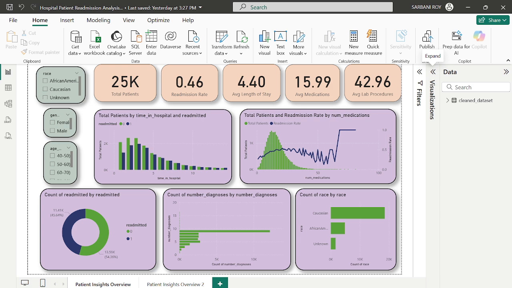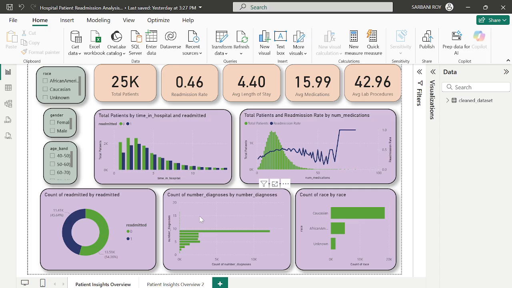Before we dive into the visuals, let me explain the layout. On the left hand side, as you can see, I have the demographic slicer. At the top, I have the key performance indicators, and in the middle and bottom, I have the analytical visuals to explore readmission behavior from different angles. I have used a blue and green theme to convey a clean and health oriented look.